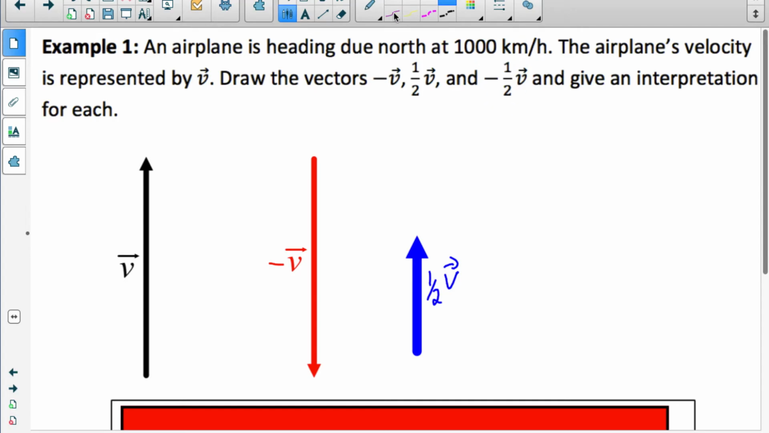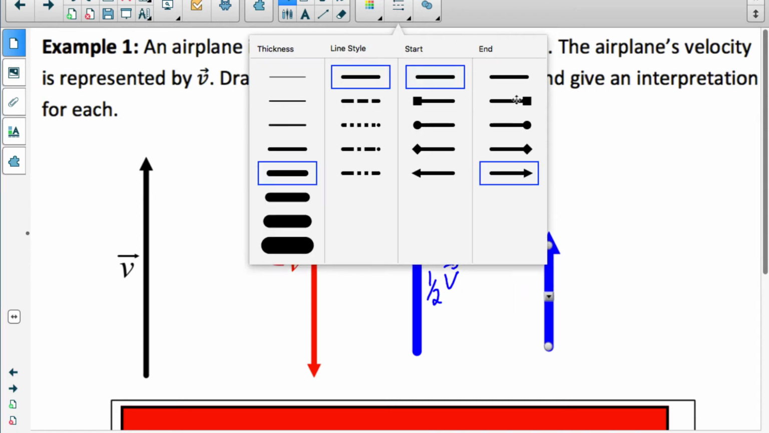And lastly, let's do negative a half vector v. So it's going to have the exact same magnitude as this one, but it's going to be in the opposite direction of this one. Right? The negative scalar is going to reverse its direction. So let me reverse its direction.